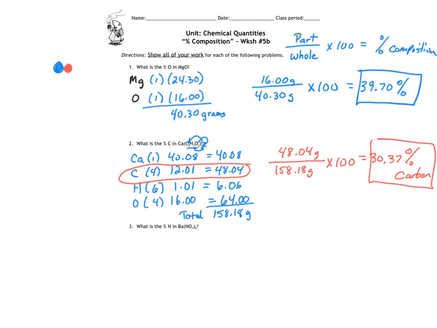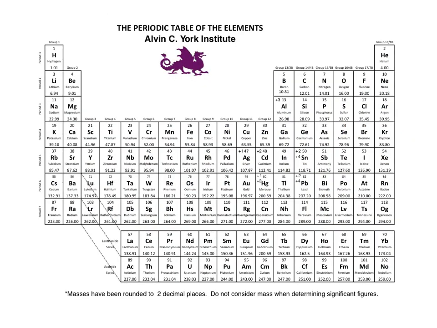There you have it. Hopefully that was enough of an example for you to go ahead and try these problems on your own. Periodic table here, and I can see that the magnesium is 24.30. Calcium's right here, 40.08. Carbon's right there, 12.01.